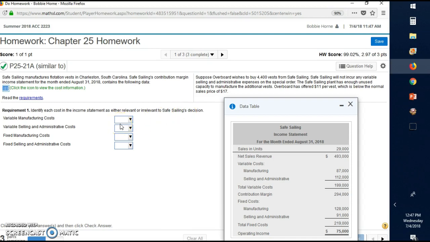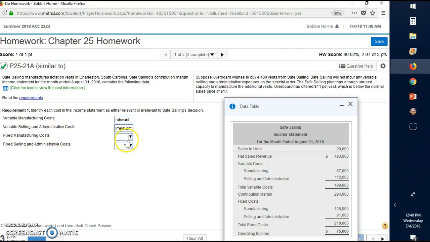Well, first of all, Safe Sailing would have these variable manufacturing costs. This would change. So depending on how much this would change, this is definitely relevant. Variable selling and admin costs, well, Safe Sailing is not going to incur any variable selling and admin costs over the order, so that would be irrelevant.